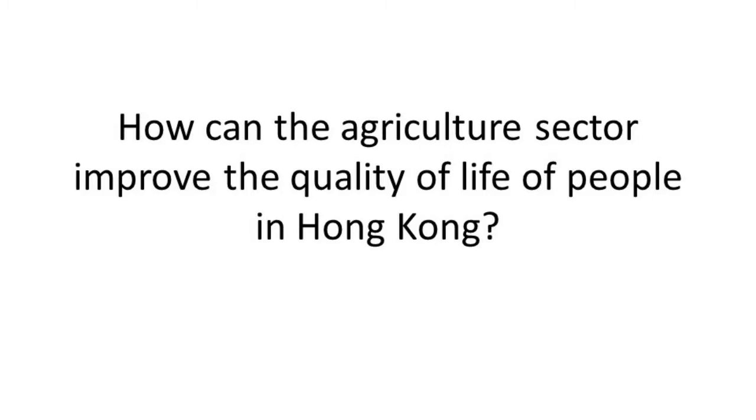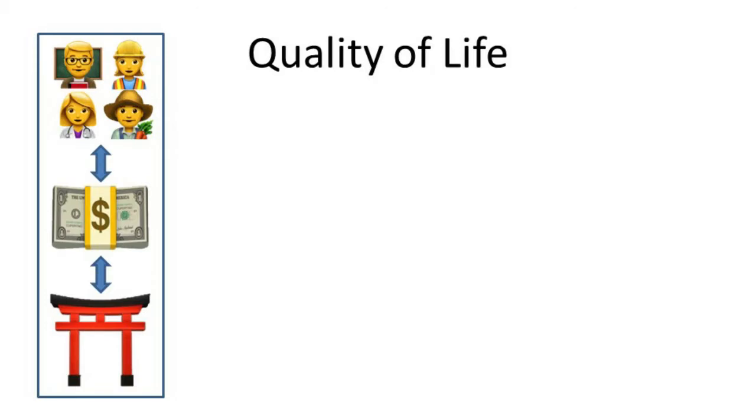Today, we're going to ask and answer a question. How can the agricultural sector improve the quality of life of people in Hong Kong? First of all, let's recap on what is quality of life. Quality of life is a complex and dynamic concept with multiple aspects, and its meaning and measuring criteria evolve with social, economic, and cultural developments.